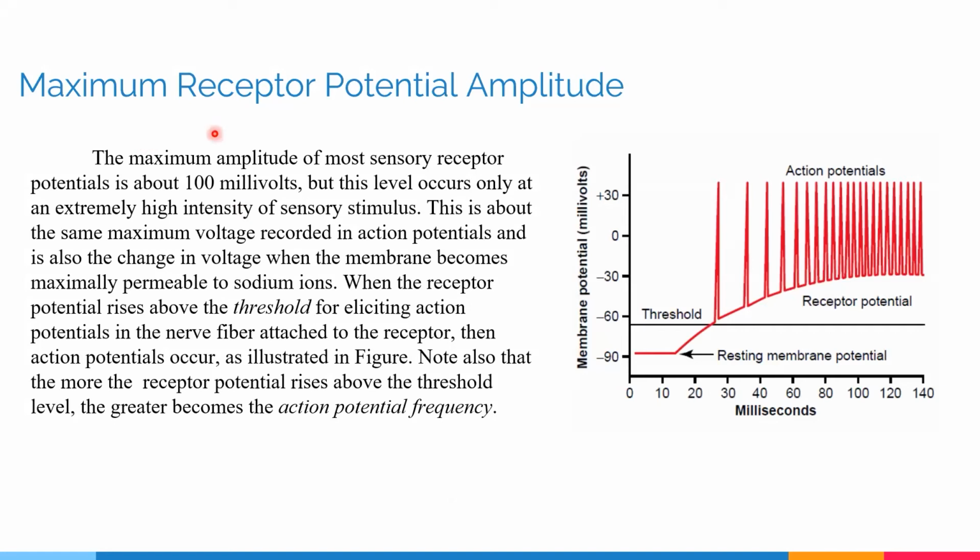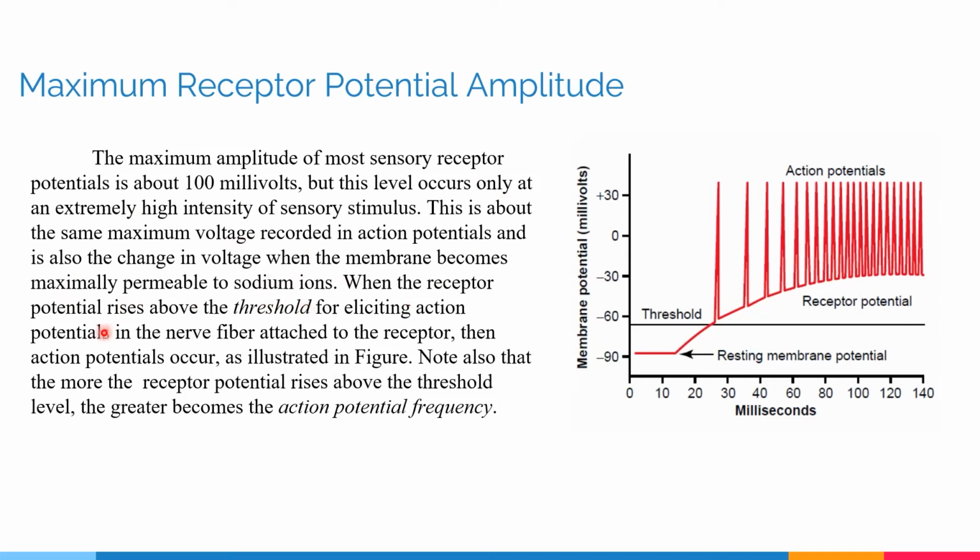Next, we look into the maximum receptor potential amplitude. The maximum amplitude of most sensory receptor potentials is about 100 millivolts. But this level occurs only at an extremely high intensity of sensory stimulus. This is about the same maximum voltage recorded in action potentials and is also the change in voltage when the membrane becomes maximally permeable to sodium ions.